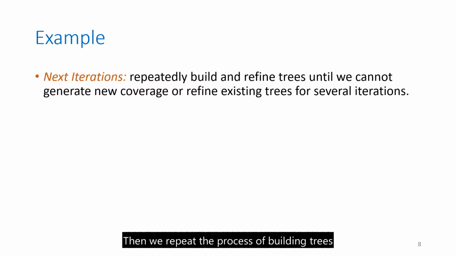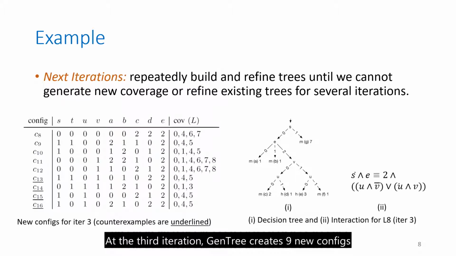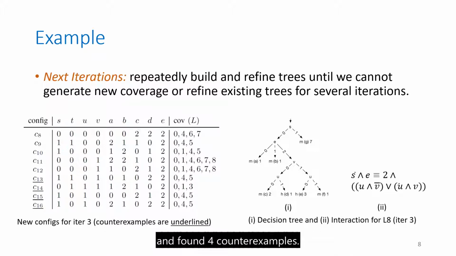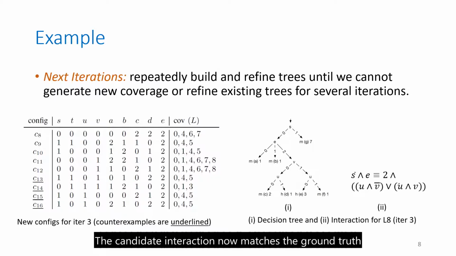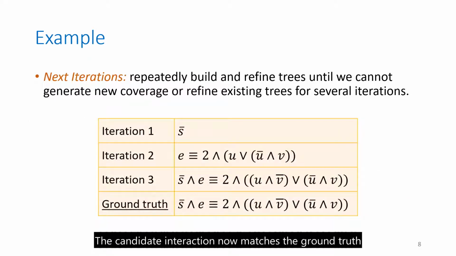Then we repeat the process of building trees and generating new counterexamples until we cannot find new coverage or refine existing trees for several consecutive iterations. At the third iteration, GenTree creates 9 new configs and finds 4 counterexamples. The candidate interaction now matches the ground truth, and GenTree will stop after some more iterations because the tree for L8 won't be changed anymore.